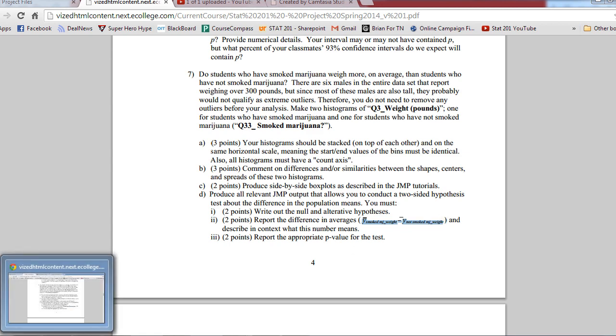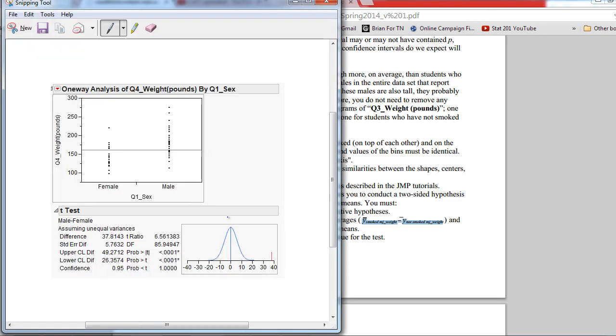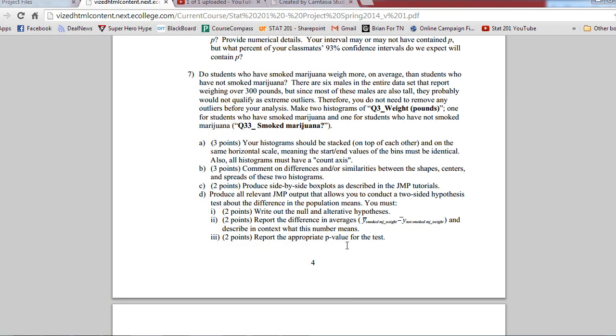What does this mean? This means that we observed in our sample of 90 students that males weighed more on average by 37.8 pounds than the average weight of females. The difference in the sample means of males and females that we observed is 37.8. That is what we are saying. Multiple ways to write it down. Just make sure you write it clear and concise.